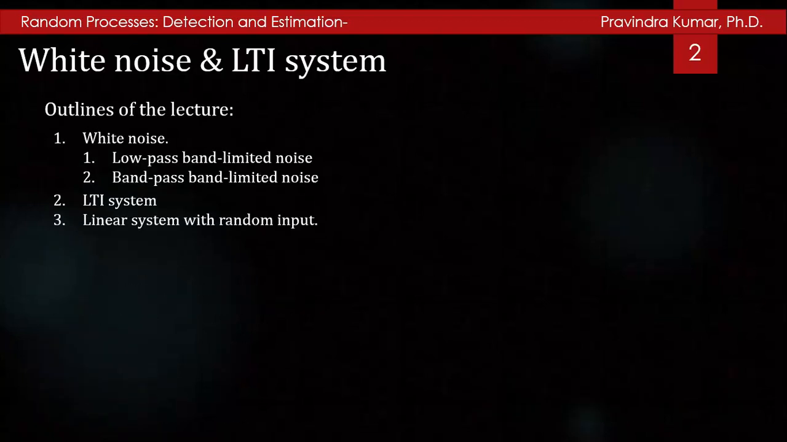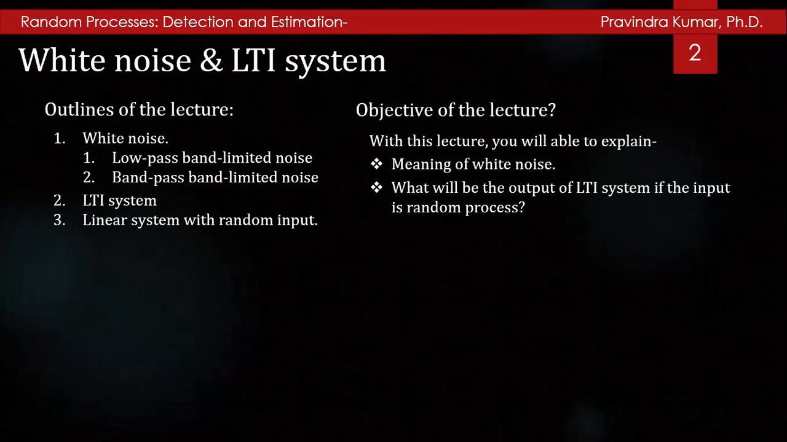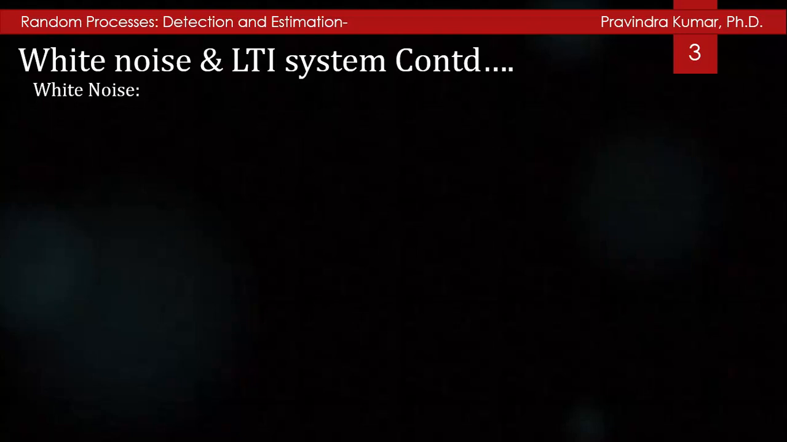The outline of this lecture is: we will first discuss what white noise is, and after this we will discuss the LTI system and linear systems with random inputs. The objective of this lecture is that you will be able to explain the meaning of white noise and what the output of an LTI system will be if the input is a random process. Now we start with white noise.